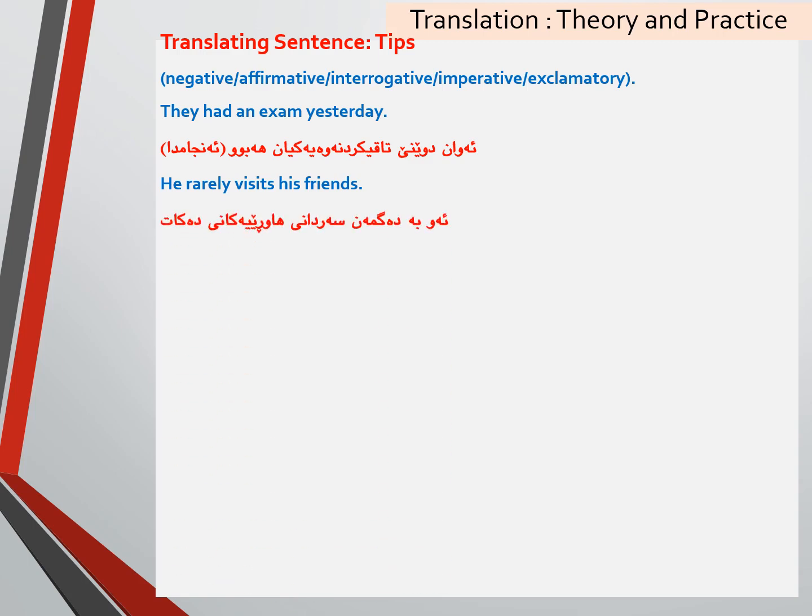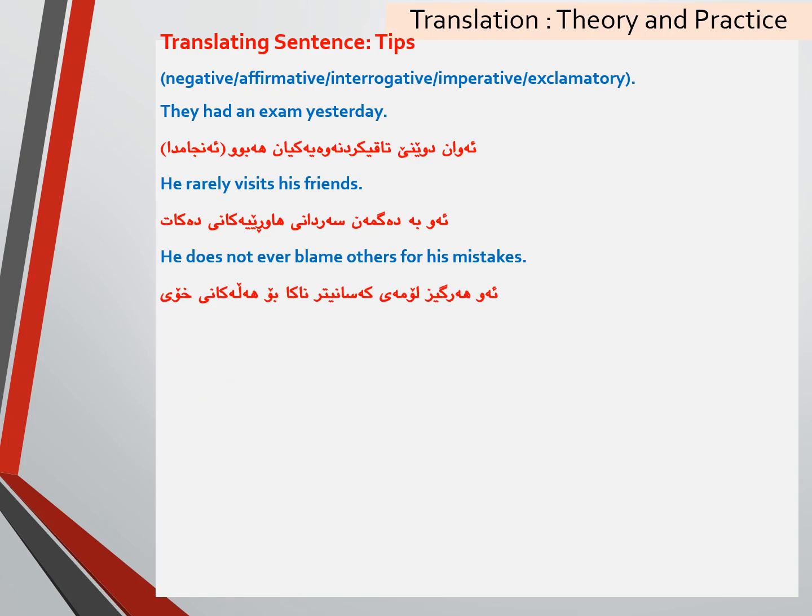He rarely visits his friends. You see, in this sentence you don't see a negative particle "not", but there is an adverb of frequency, "rarely", which denotes the negativity of this sentence. So we can say ئەو بەدەگمەن سەردانی هاوڕێکانی دەکات.